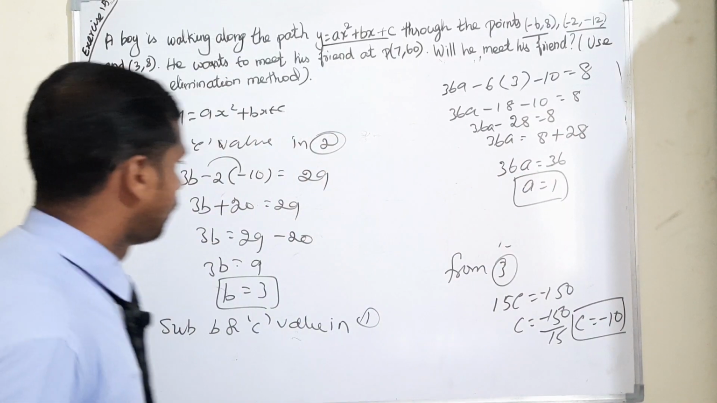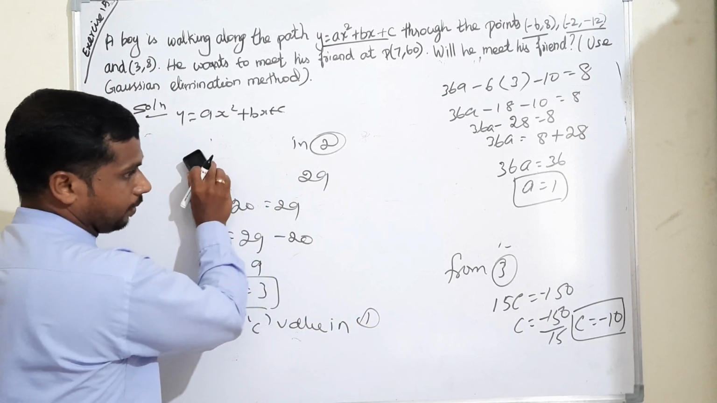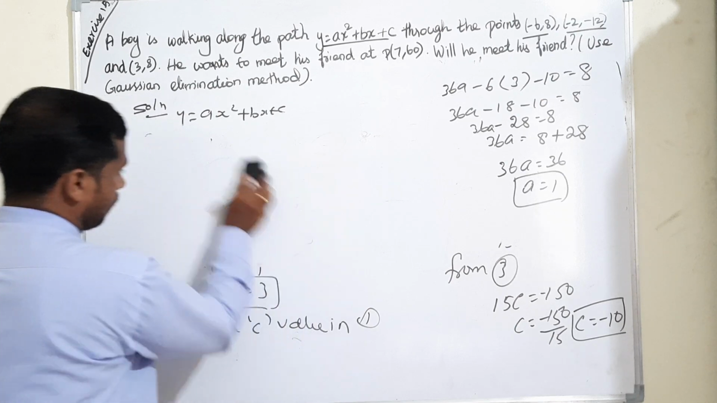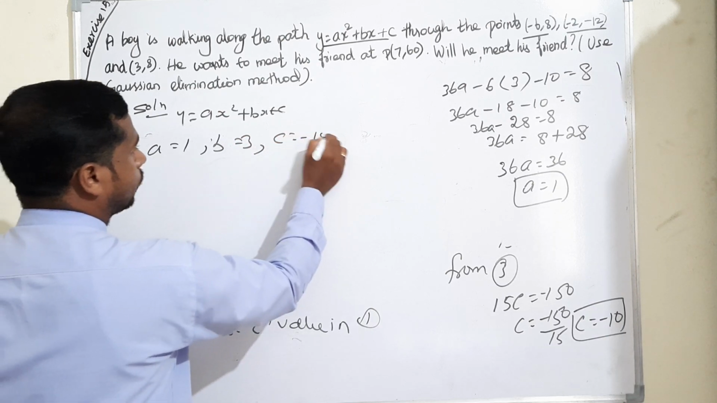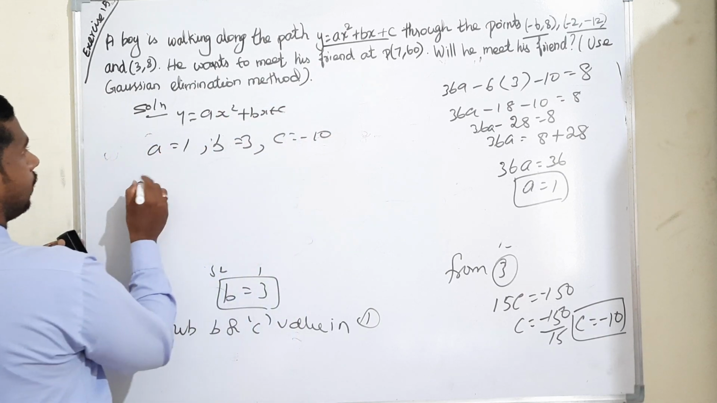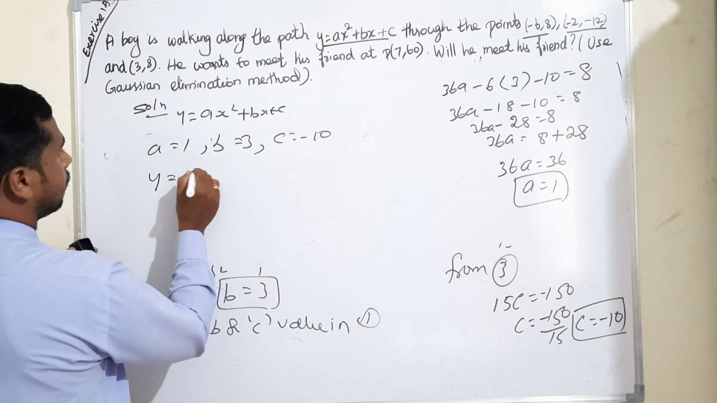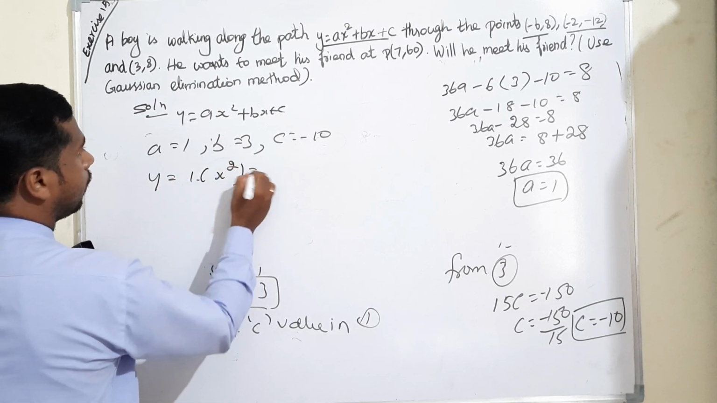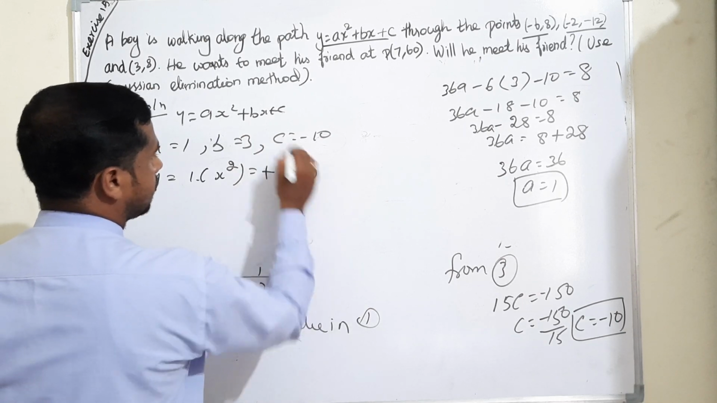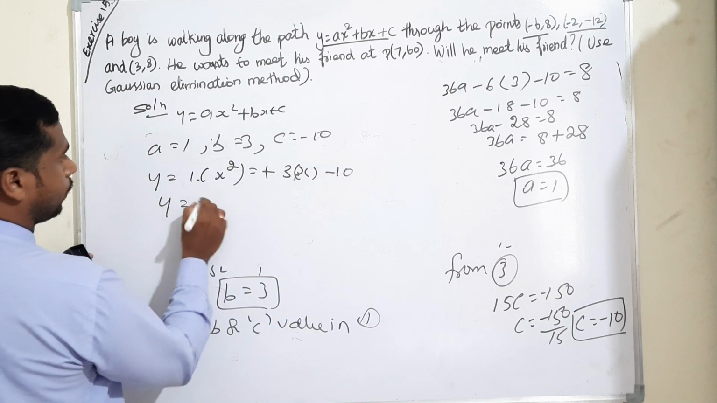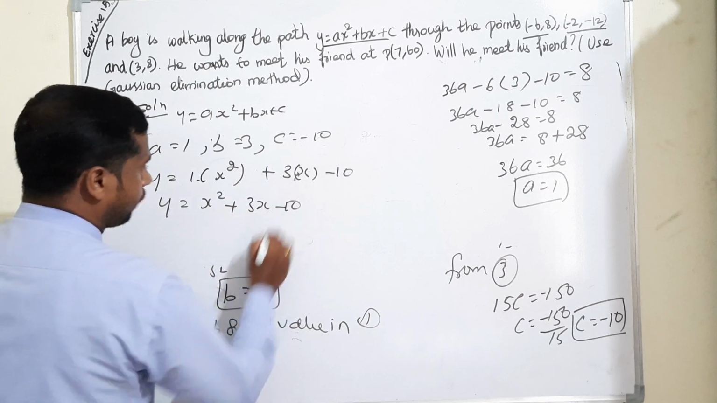Now we have to realign the a, b, c values. What do we have for a, b and c? a is equal to 1, b is equal to 3, c is equal to minus 10. Substitute into the main equation. So y is equal to 1 into x square, then plus 3 into x, then c value minus 10. So y is equal to x square plus 3x minus 10.